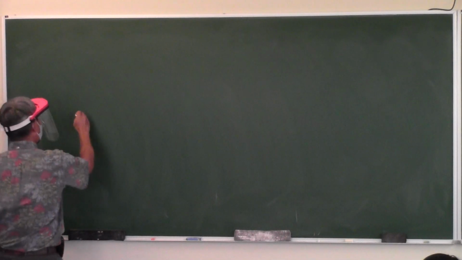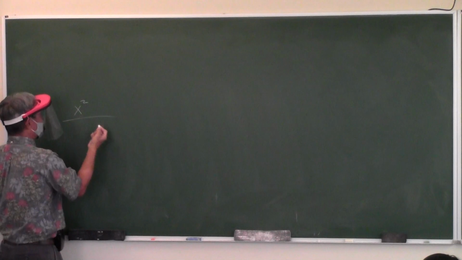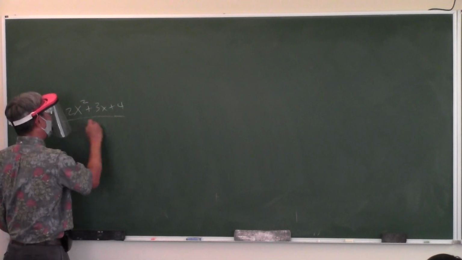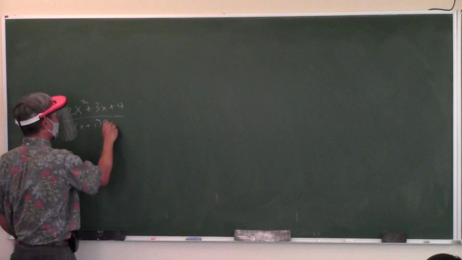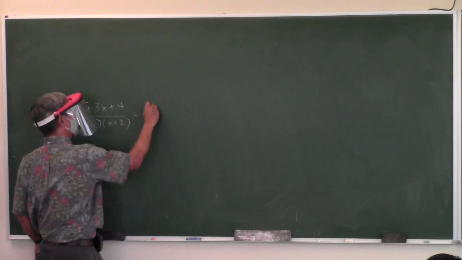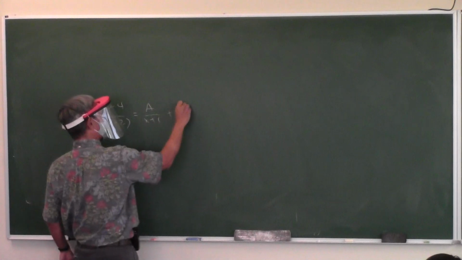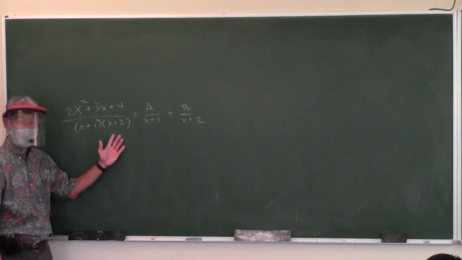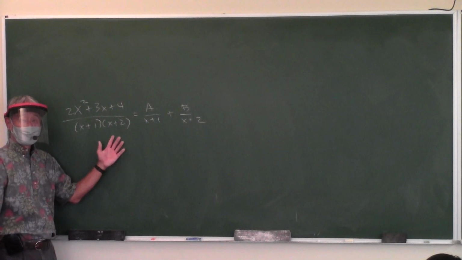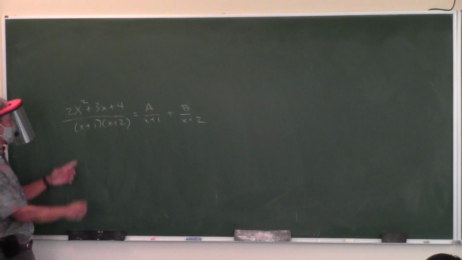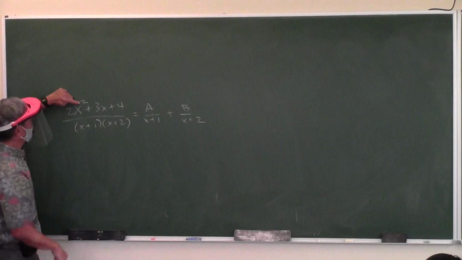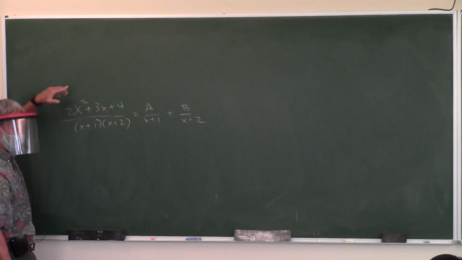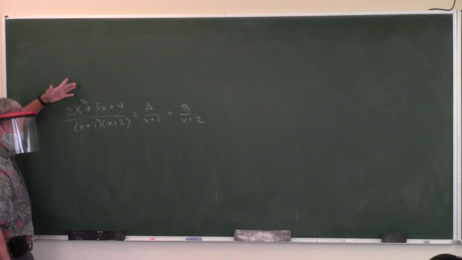Like for example, if you had x squared plus 2x squared plus 3x plus 4 all over x plus 1 times x plus 2, can I just do this? A over x plus 1 plus b over x plus 2? No, you can't. This would be a fatal error. Now some of you are thinking, that's just what you should know, because what is the degree of the top? 2. What is the degree of the bottom? 2. Is 2 smaller than 2? No, so you can't do it.